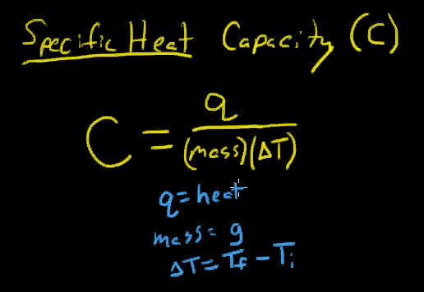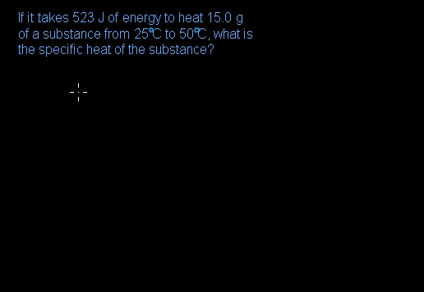So if we measure the heat, divide by the mass in grams, and divide by the change in temperature, we know the specific heat of the substance. So let's try a problem here and see if we can solve for the specific heat of a substance. Here's our substance. It takes 523 joules of energy to heat 15 grams of a substance from 25 degrees Celsius to 50 degrees Celsius. What is the specific heat?